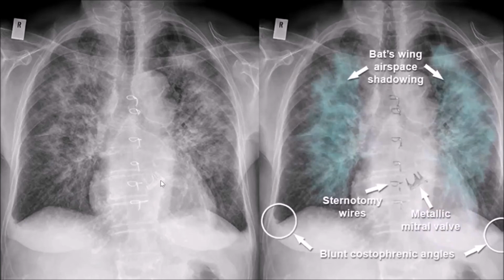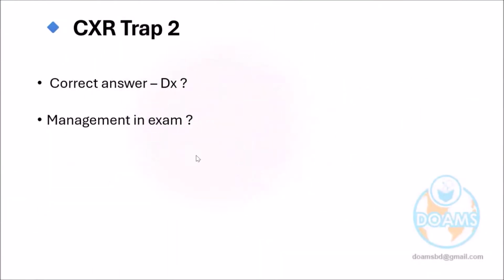Metallic valve is also there. Which valve could it be? And the costophrenic angle is also blunt, a little blunt. So what is the summary of this hypertensive patient now? I think valvotomy was already done, maybe mitral valve. I don't know, mitral valve.